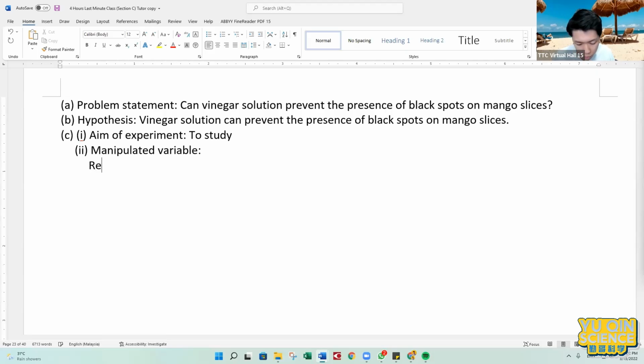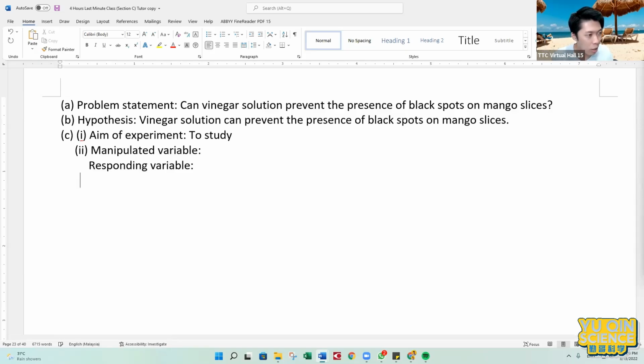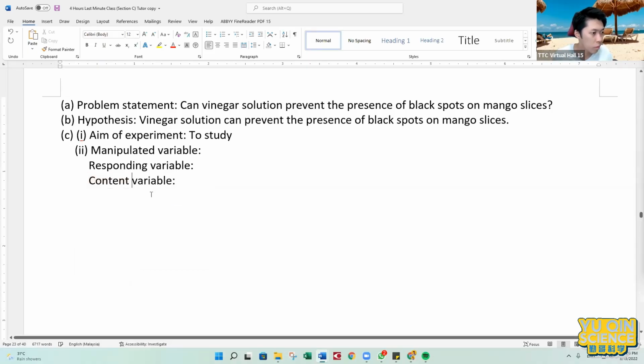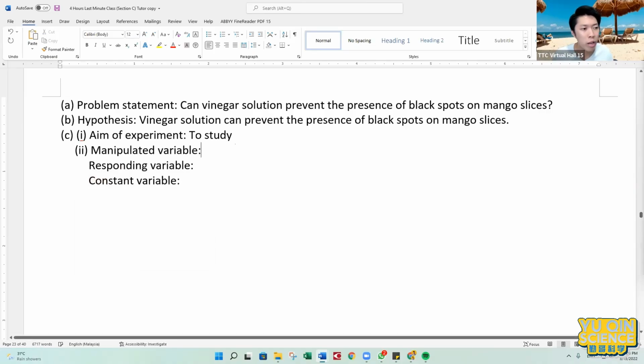So the other one will be responding variable. But honestly, if you feel like you don't know what your constant variable is, then don't write, because these 2 are enough most of the time. Because it's only 2 marks, you better write all if you can, but if not, stick to these 2. For the sake of showing, I'm just going to do 3. Constant variable.